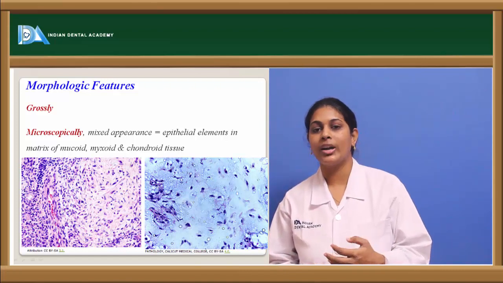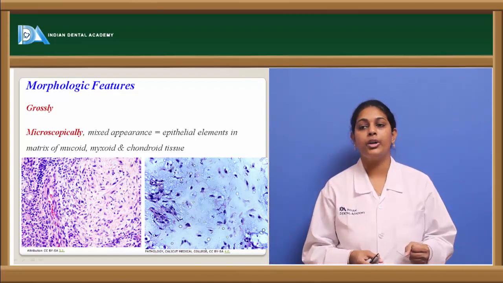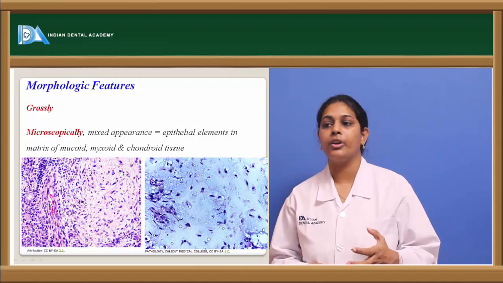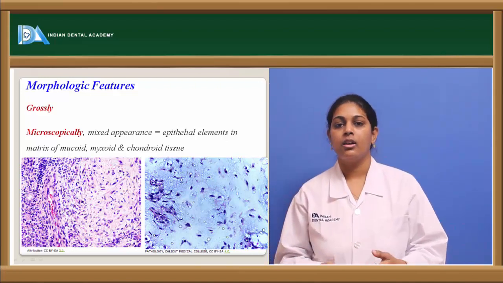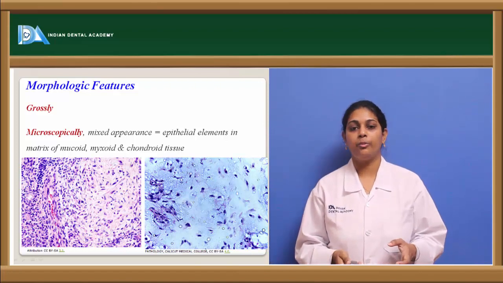The second picture shows the connective tissue component, which is showing a chondroid type of component with certain cartilaginous elements at one or two areas in the second picture. So this is what pleomorphic adenoma is about.